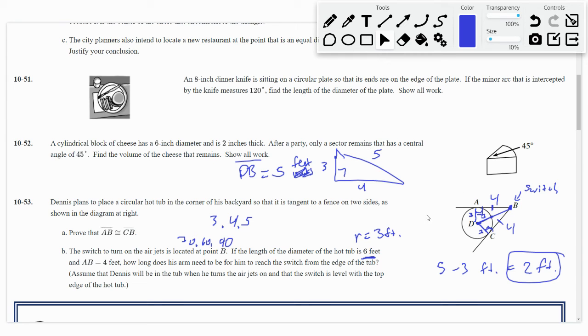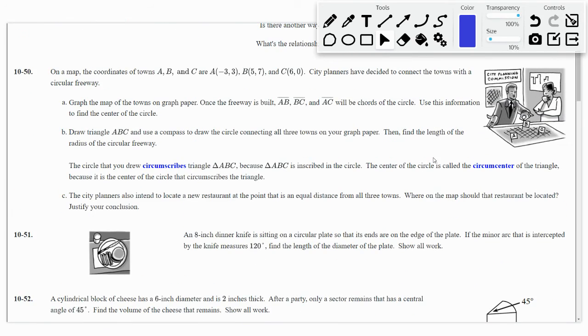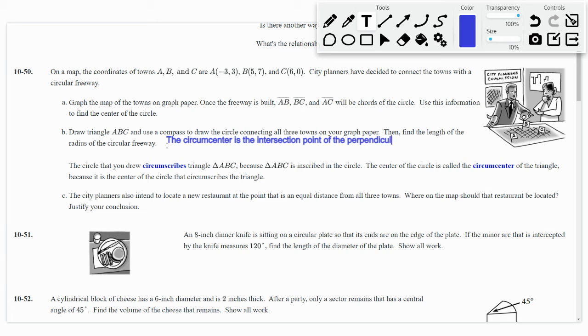All right, the last thing that I want us to finish off with here, I know 10-50 was pretty crazy and whatnot, so I just want to make sure that I'm clear with at least vocab for this. Circumcenter. So feel free to write this down as notes. The circumcenter is the intersection point of the perpendicular bisectors of an inscribed triangle. Circumcenter is the intersection point of the perpendicular bisectors of an inscribed triangle. This is also the center of the created circle.